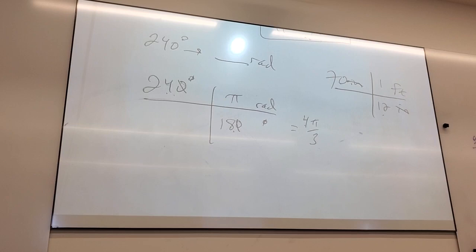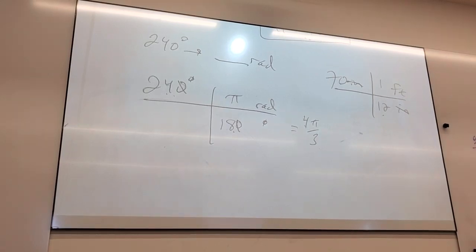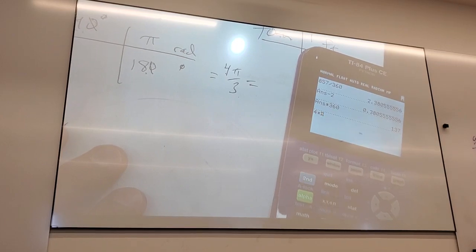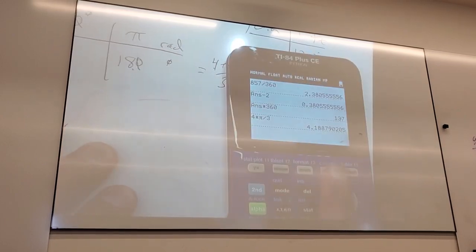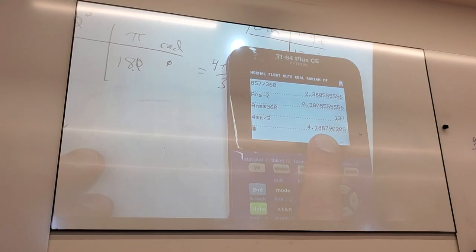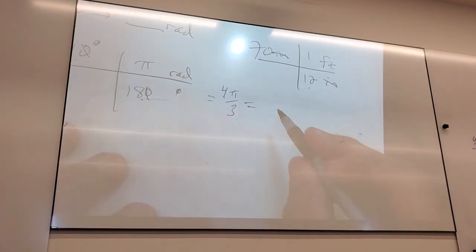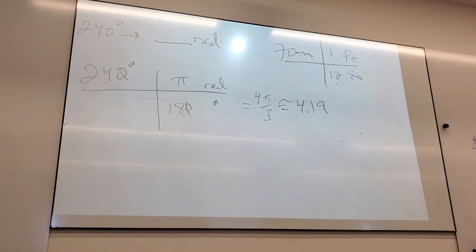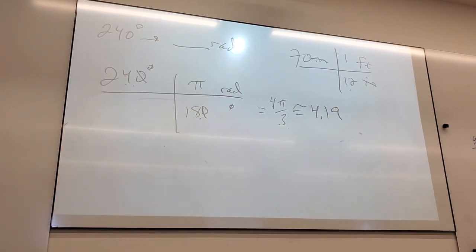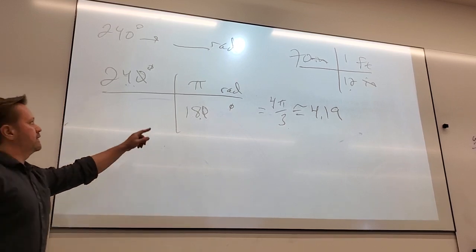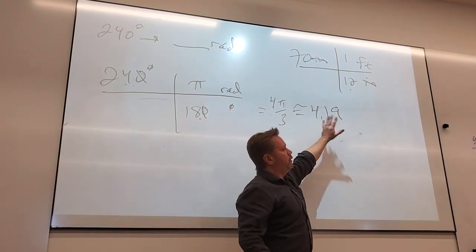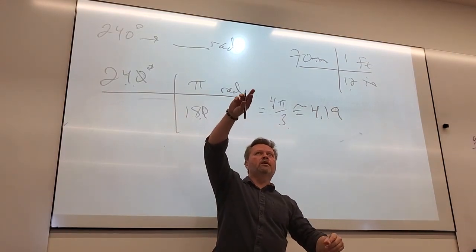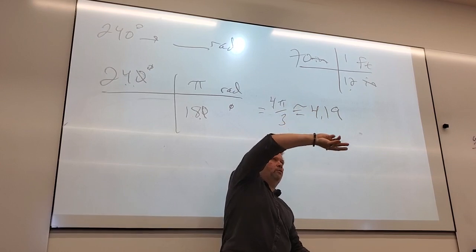Now, very quickly, if I made this into just a decimal, I would get 4 times pi divided by 3. I would get that funky decimal, 4.19, roughly. So if I want to turn 240 degrees, that's the same thing as turning 4.19 roughly radians. It's the same thing as walking on the circle a little more than 4 radii worth.